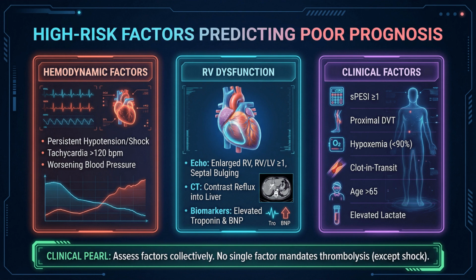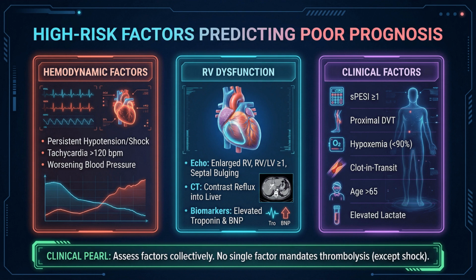Clinical factors also contribute to risk assessment. A simplified pulmonary embolism severity index, or SPESI score, of 1 or greater suggests increased risk. The presence of a proximal deep vein thrombosis raises the likelihood of ongoing embolic risk. Hypoxemia with oxygen saturation below 90%, visible clot in transit on imaging, advanced age over 65, and elevated lactate levels. All these point to more severe disease and worse outcomes.